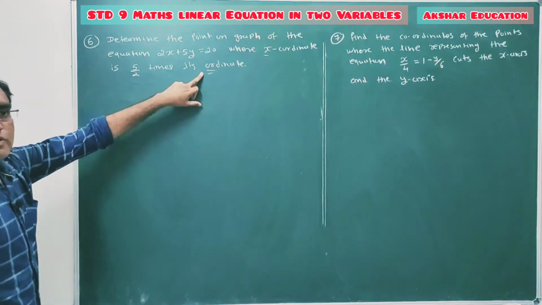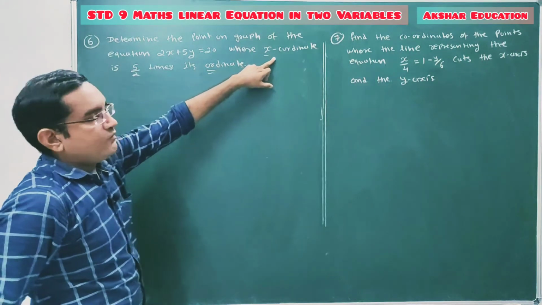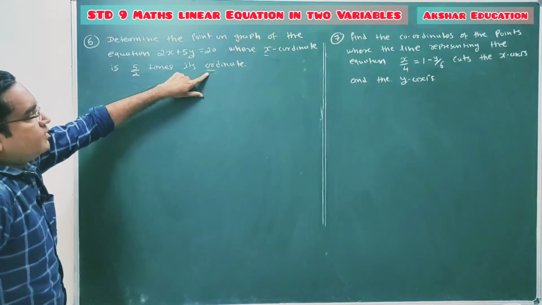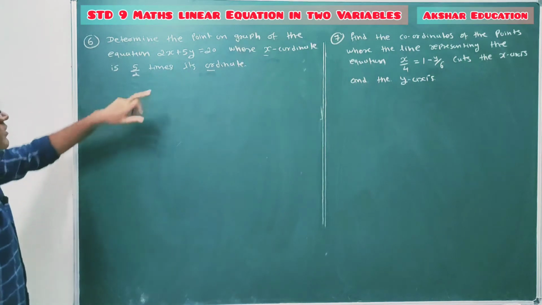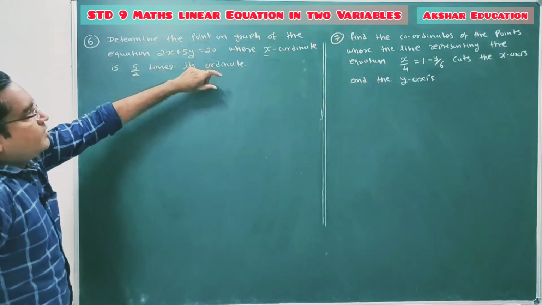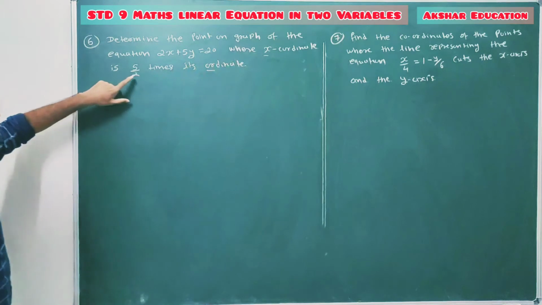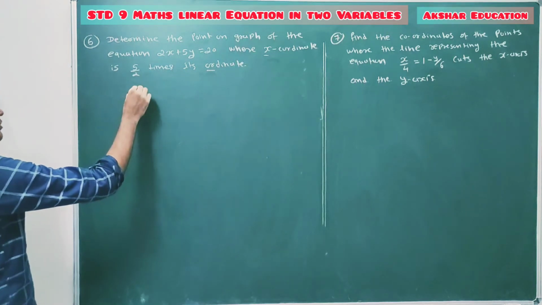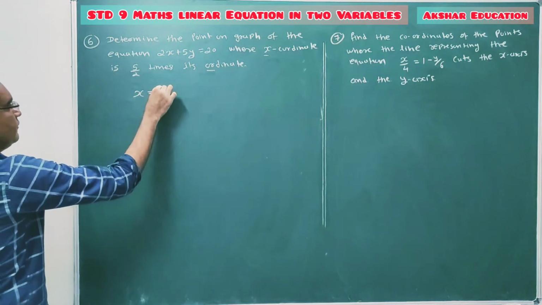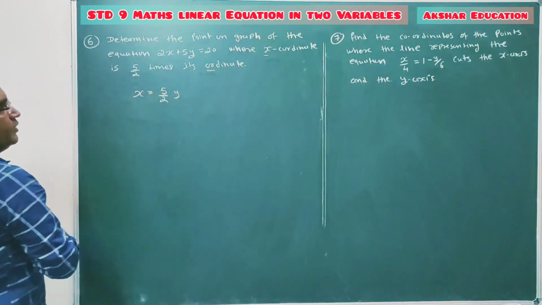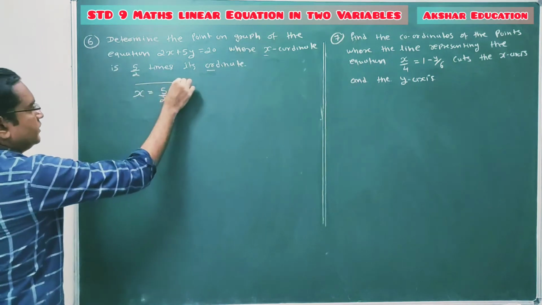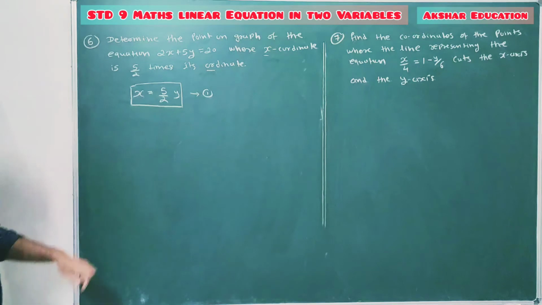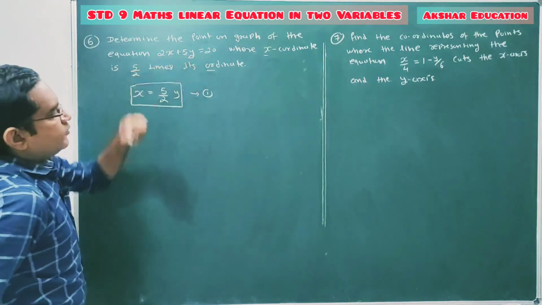Ordinate is nothing but the y coordinate. For the x coordinate we use the word abscissa, and for the y coordinate we use the word ordinate. So here we are given the point for which the x coordinate is 5 by 2 times its ordinate. Ordinate is y, so this is the given condition. For this value of x, you have to find the point on the graph of this equation.